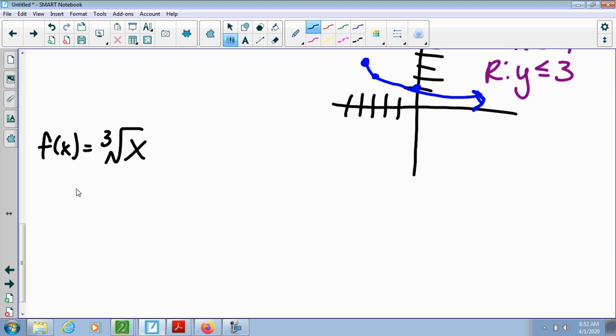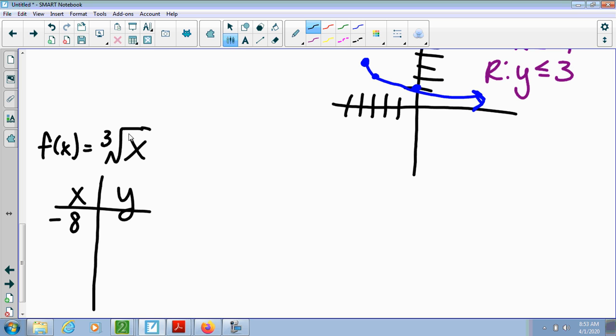So when we pick our x values, when we do our cubed root graph, we want to pick things that are perfect cubes. So if we're thinking about it, remember 1 cubed is 1, 2 cubed is 8, 3 cubed is 27. So we want to pick things that are perfect cubes. So I'll just start out with -8 for my first x value.